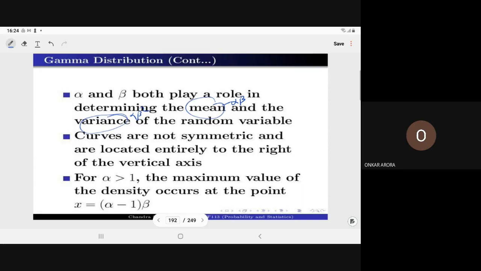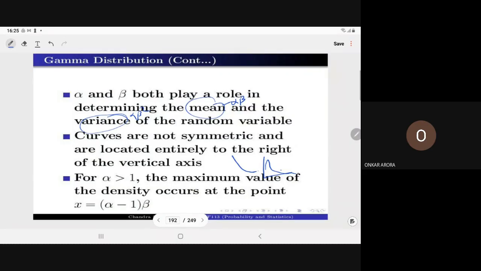Curves are not symmetric. You have seen we have either the decreasing curve, or first increasing then decreasing curve. But whatever the shape, it is not symmetric and is located entirely on the right of the vertical axis.